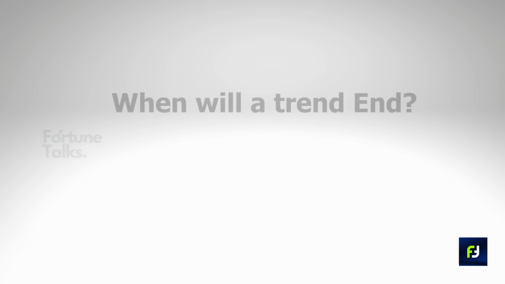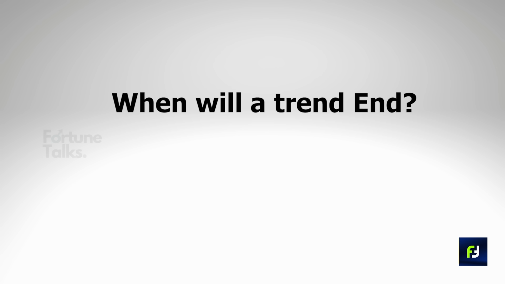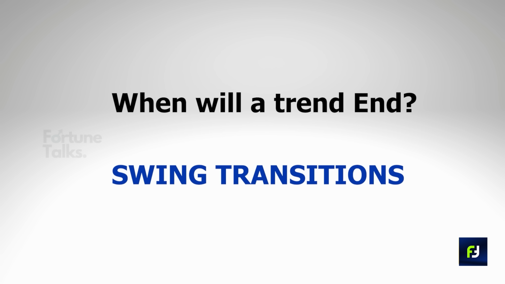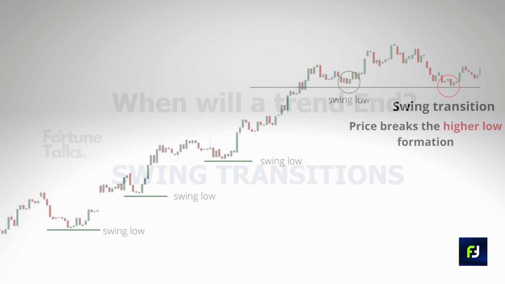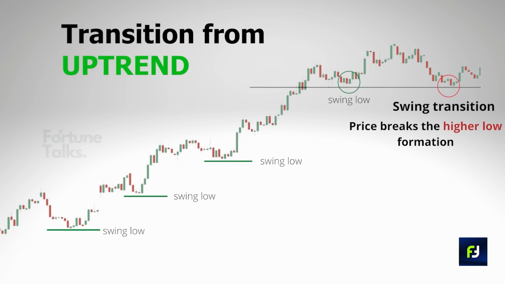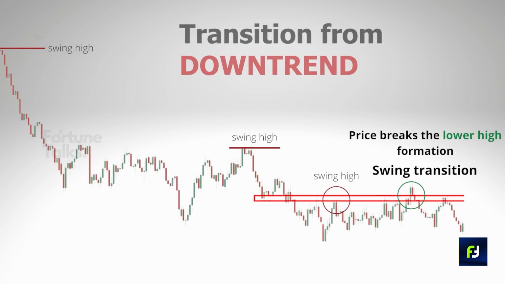As we move on, it is very important to understand when a trend will end and when the consolidation will start. This can be identified by the use of swing transition. During an uptrend, whenever the price breaks the higher low for the first time, then it is an indication that there is a transition in the uptrend. Similarly, when the price breaks the lower highs in a downtrend, it indicates a transition from downtrend to a sideways trend or even an uptrend.